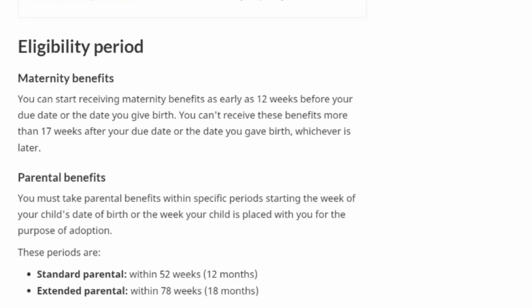Parental benefits: you must take parental benefits within specific periods starting the week of your child's date of birth or the week your child is placed with you for the purpose of adoption. These periods are: standard parental, within 52 weeks, 12 months; extended parental, within 78 weeks, 18 months.